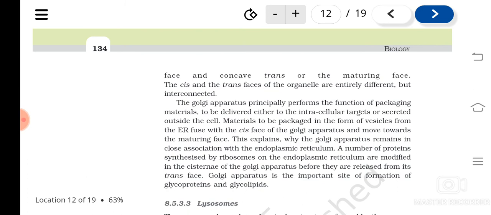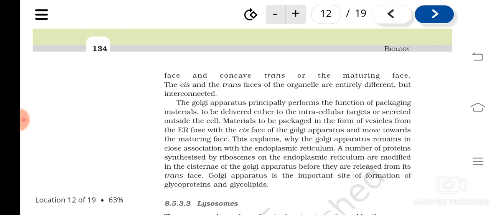So the materials that are coming from the ER, understood, that need to be packaged or sent to different parts of the cell: first, they form vesicles from the ER and fuse with the cis phase of the Golgi apparatus, and then move towards the maturing phase. This is how, as I told, the Golgi apparatus and endoplasmic reticulum are part of the endomembrane system. Now you understand why the Golgi apparatus is seen in close association with the ER.